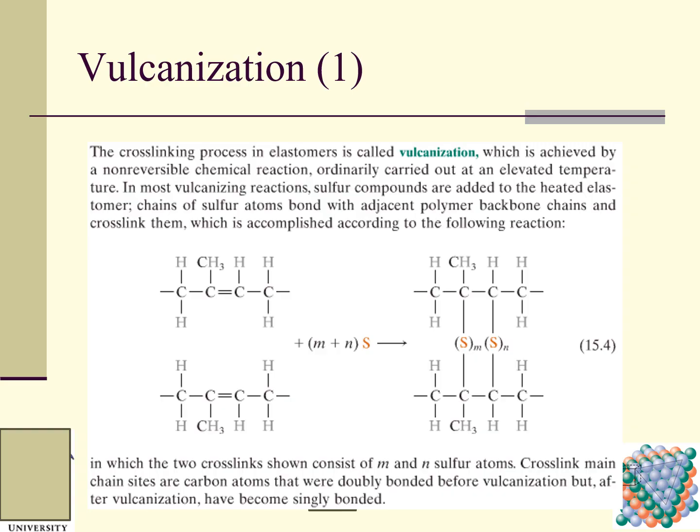And then we talk about vulcanization, okay? What is vulcanization? Vulcanization means the cross-linking process in elastomers. It is achieved by a non-reversible chemical reaction, which you can see here, ordinarily carried out at an elevated temperature. I will not read all of this, but you should know what vulcanization is about. Vulcanization means cross-linking occurs at a certain temperature.